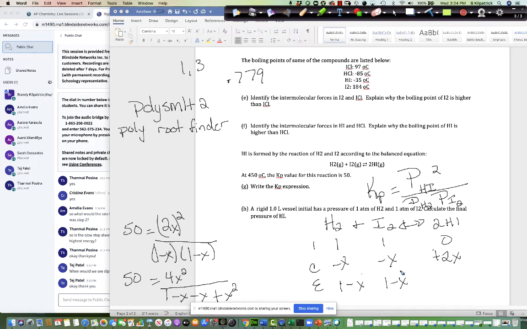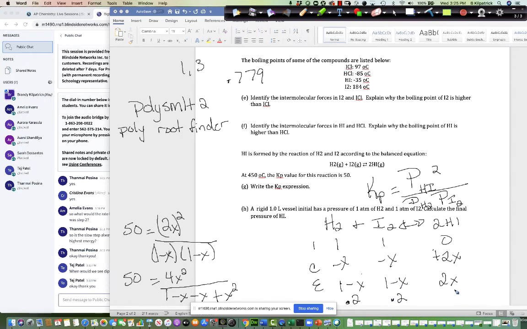So 1 minus 1.3 would give me a negative number. That's not going to happen. So it has to be 0.779. So x is going to be equal to 0.779 or 0.8. So at equilibrium, this should be 0.2. 1 minus 0.8 would also be about 0.2.